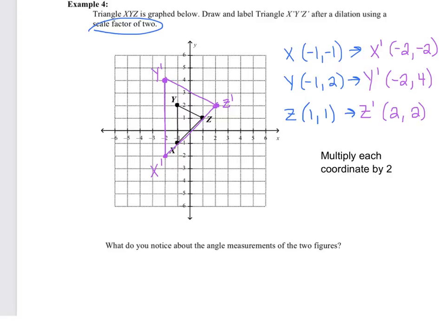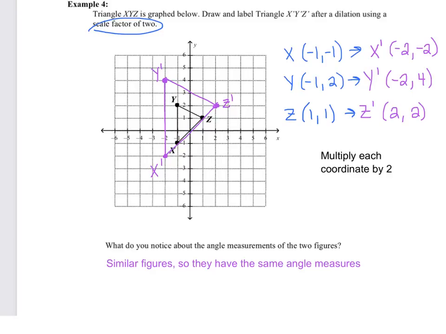Now the next question, what do you notice about the angle measurements of the two figures? Well, these are similar figures, therefore they have the same angle measures. So dilations are similar figures with the same angle measurements.